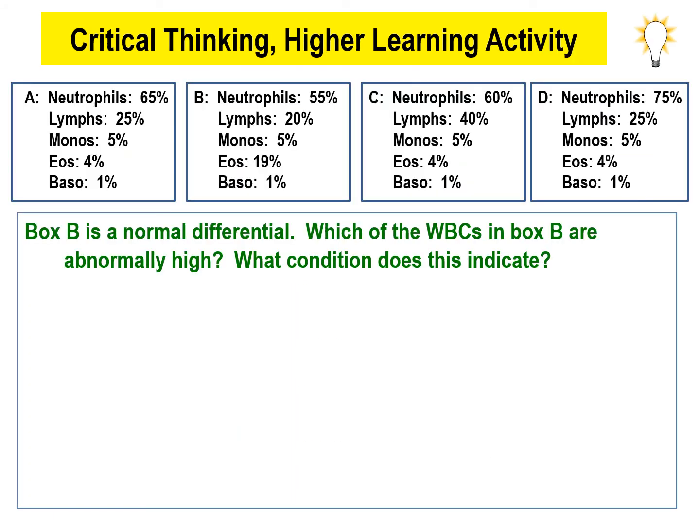Okay, so here's some ways for you to be able to look at the information you're obtaining in each one of these boxes and test your knowledge to see if this stuff is clicking with you guys. I can't express to you enough how important using these as a study tool is for you. Okay, so on this one it talks about box B. Is it a normal differential? Which of the WBCs in box B are abnormally high, and what condition does it indicate? So look at that box, find the one that is abnormal, and then tell me what it could indicate in our patient.